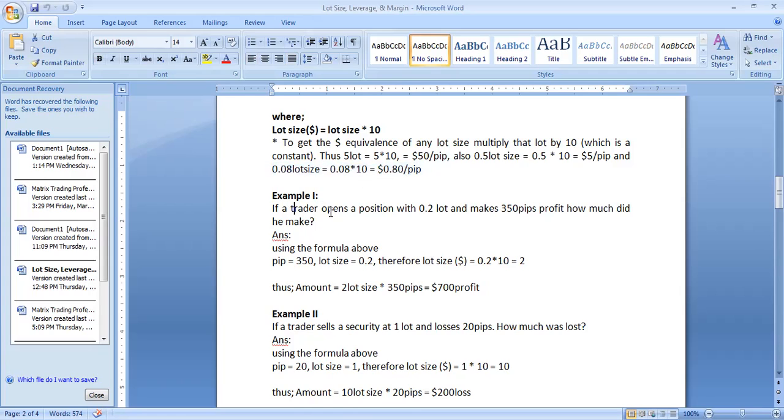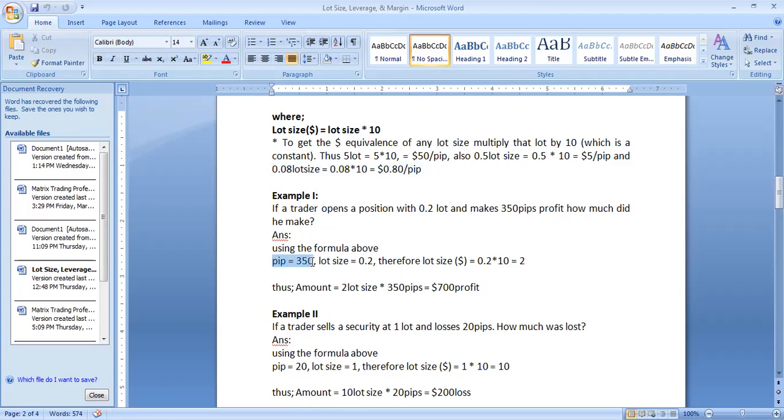So look at this example. If a trader opens a position with 0.2 lot size and makes 350 pips profit, how much did he make? You see, pips coming up, lot size coming up. So a trader opens a position, whether buy or sell, and he opens 0.2 lot size, and then he makes 350 pips profit. How much did he make? Answer using the formula above.